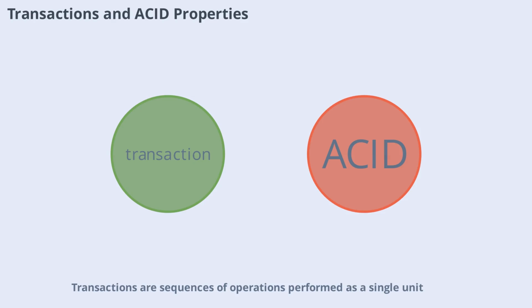Transactions are sequences of operations performed as a single unit. ACID stands for atomicity, consistency, isolation, and durability, properties that ensure reliable processing. Interviewers often ask about transactions to test your understanding of data integrity.